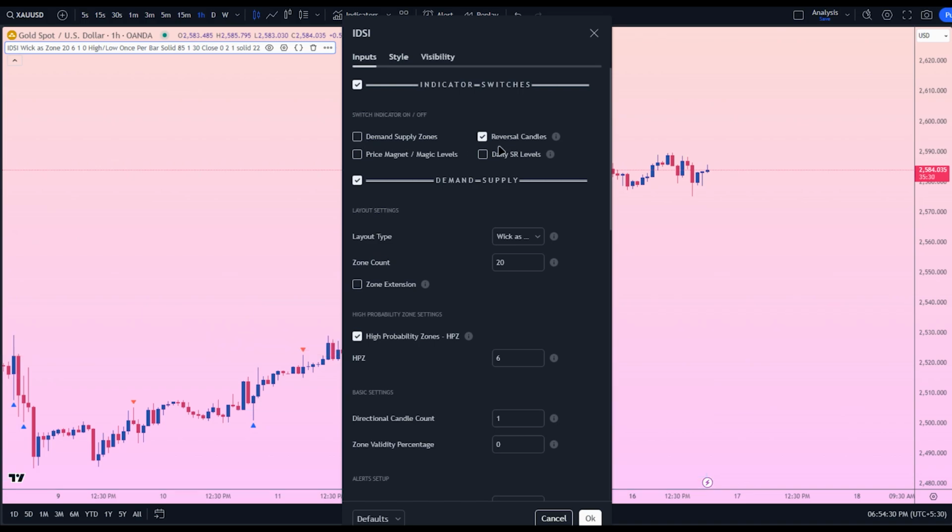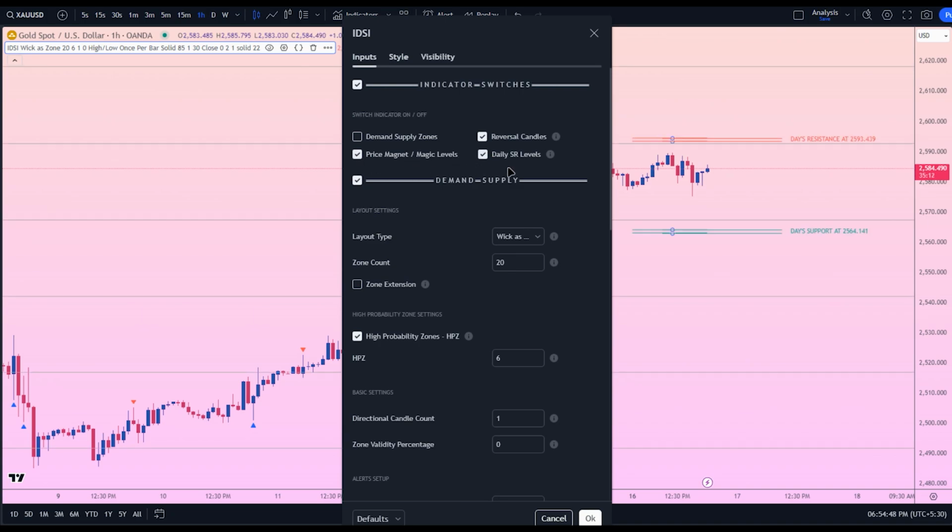The second module is reversal candles. When you select this, it will plot reversal candle patterns directly on your chart. Don't worry, we'll go into more detail on each of these modules later in the video. The third module is the price magnet levels, and the fourth one is the daily support and resistance levels. Again, whichever module you activate by clicking will be plotted on the chart. Stay tuned as we explore each of these options further.